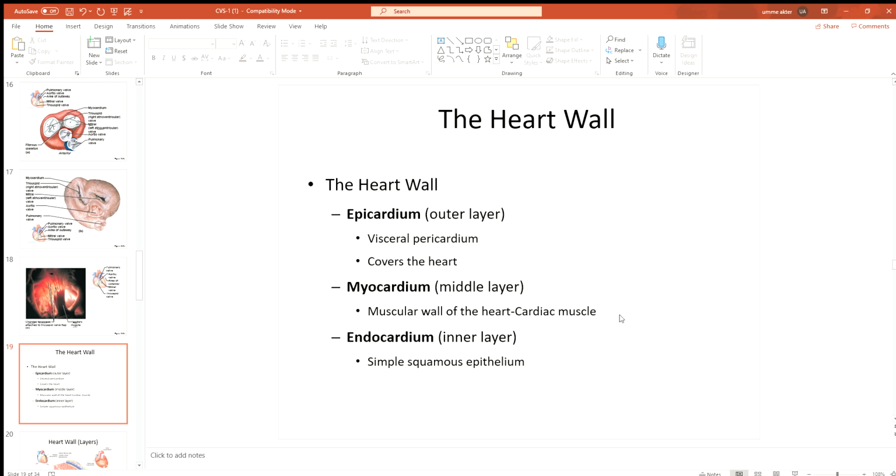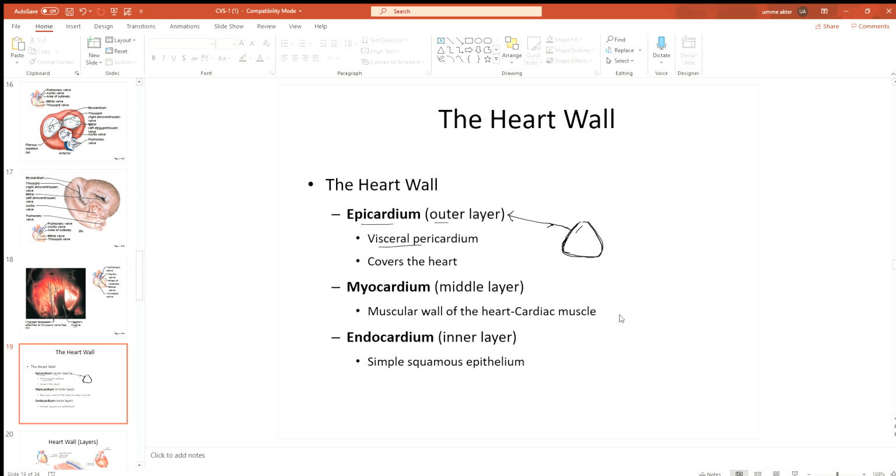Now, if you see the wall of the heart, it has three layers. The outermost layer is the epicardium, which is actually the visceral pericardium. You must remember that at the very beginning today I showed you the covering of the heart, and the inner layer of the pericardium is called the visceral pericardium, right? So this is the visceral pericardium, and that is the outermost layer, also called epicardium.